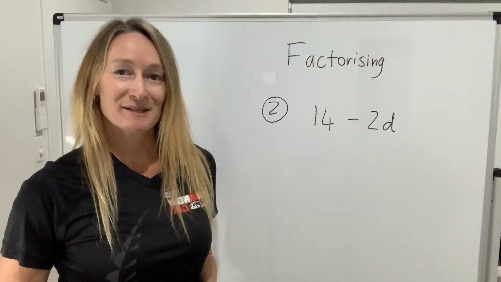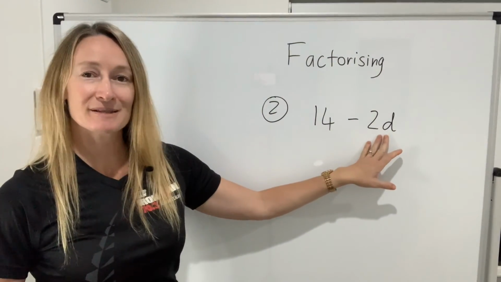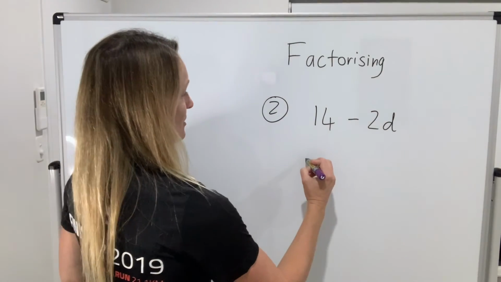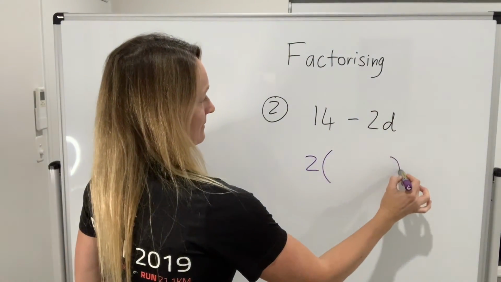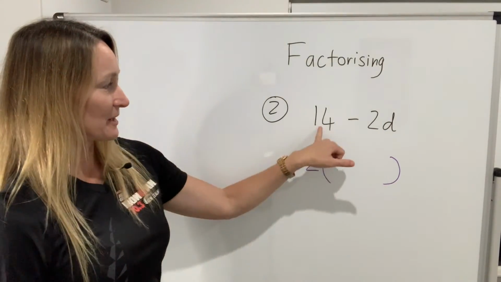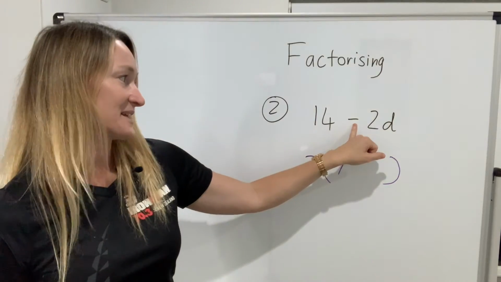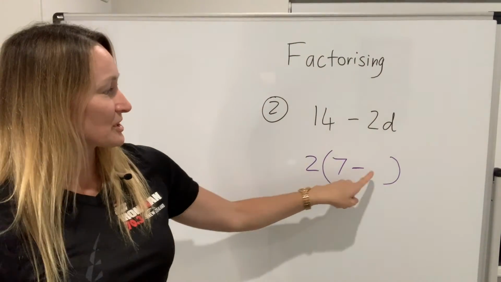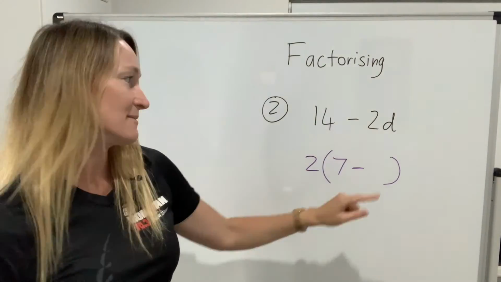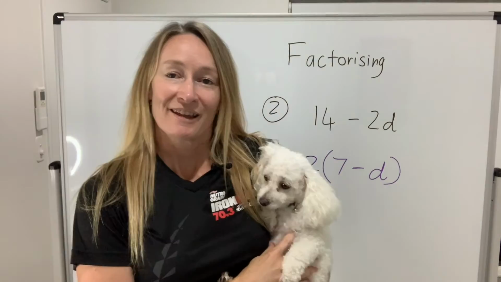Your second practice question, let's have a look. Both of these terms can be divided by 2. So 2 is what goes outside of the brackets. And 2 times something equals 14, which is 7. Hopefully you notice the takeaway there. So takeaway, and then 2 times something equals 2D. So 2 times D would equal 2D.